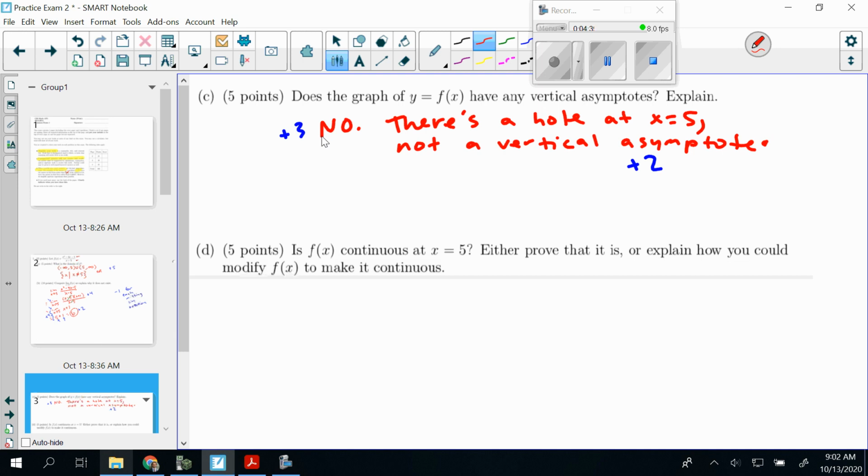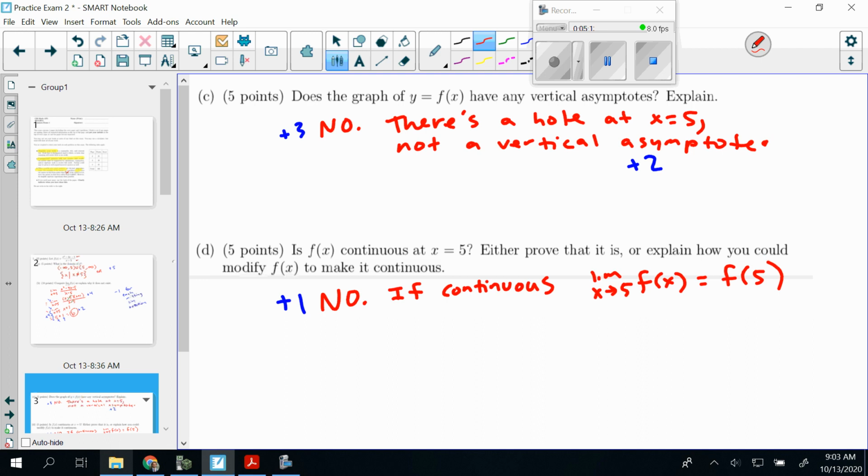Part D, is this graph continuous at 5? Also should have answered no on that one. That was 1 of the 5 points. Reason is our definition of continuous here. If something's continuous, we know that the limit as x approaches 5 for this function should equal f of 5. And what we got from the previous problem is that limit as you approach 5 for this function ended up being 6 from part B.